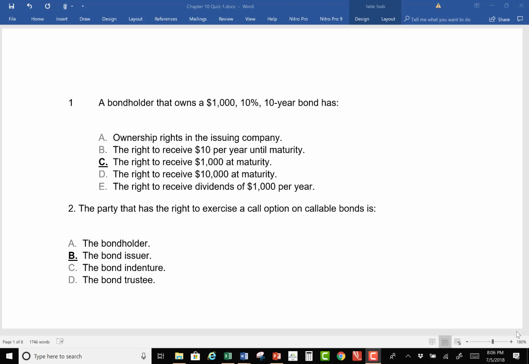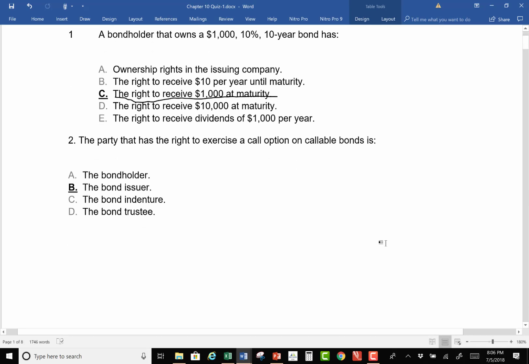Okay. A bondholder that owns a $1,000, 10%, 10-year bond has what? Has the right to receive $1,000 at maturity. We always get that face amount back, don't we? Okay, good. The party that has the right to exercise a call option is the issuer, right? They'll probably call it because interest rates have gone, what? Gone down? They want to refinance that?